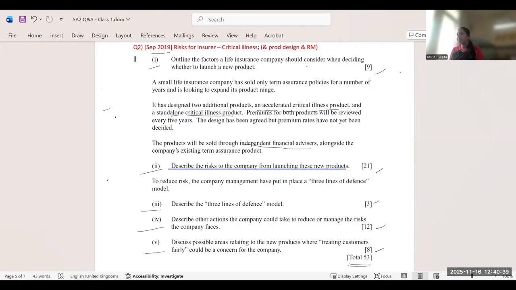Yes or no? Okay. Then they are testing you on the remaining parts. They say describe the risks to the company from launching these new products. Now, this was a 21 mark question. Then further, when you have described the risks, they say that to reduce the risk, the company management have put in place a 3 lines of defense model, and they test you on the remaining areas.